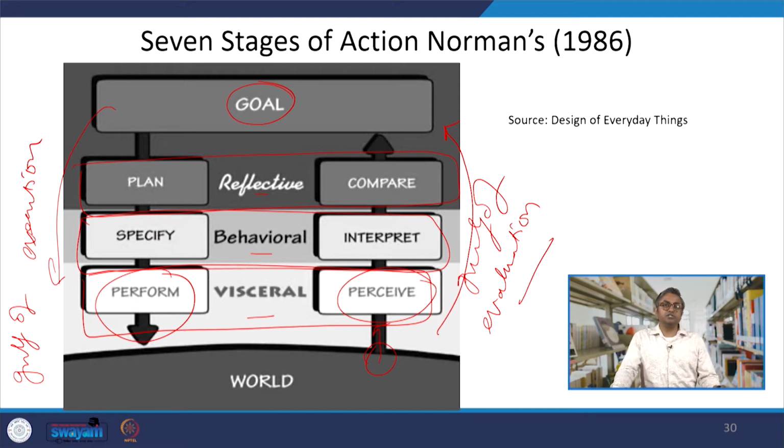Now, these 7 stages of action, when Don Norman proposed them, he mentioned there is a gulf of execution and then the gulf of evaluation. Along with that, 3 levels of processing are there: visceral, behavioral, reflective, which help towards the goal.